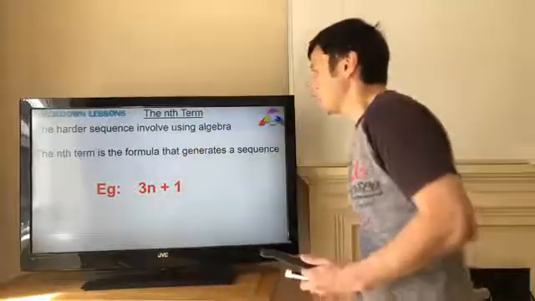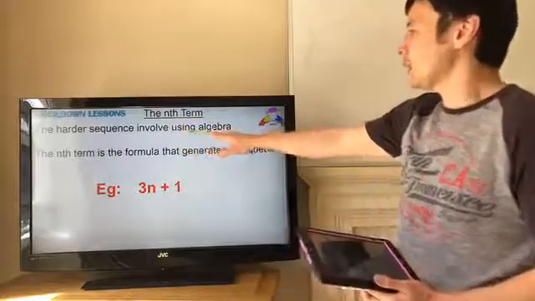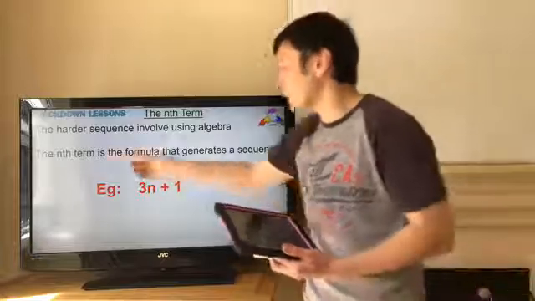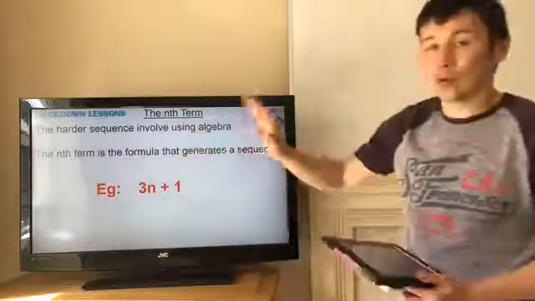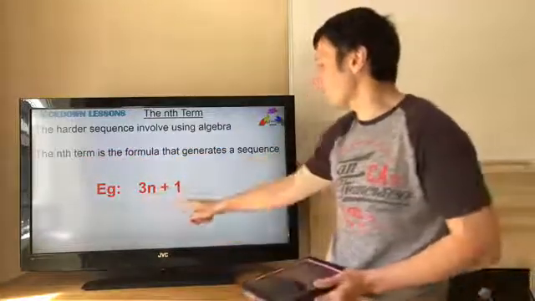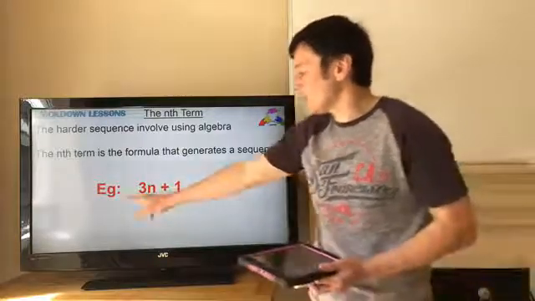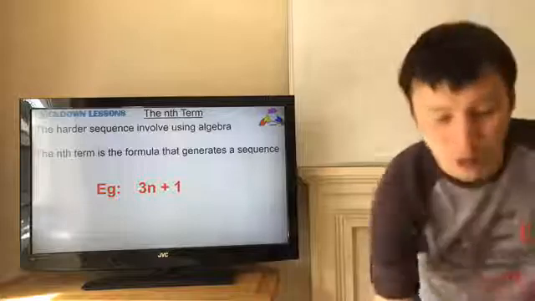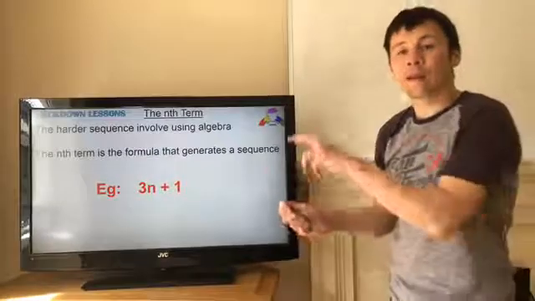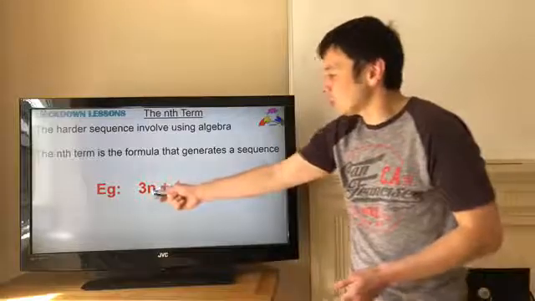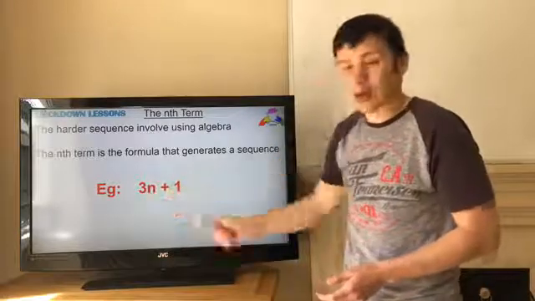Okay, harder sequences involve algebra. The nth term is what it's all about. The nth term is a formula that tells you what the sequence is going to be. So if we had a sequence of 3n plus 1, this is going back to the first thing we did. And what you need to do is choose your n numbers and work out the answer.